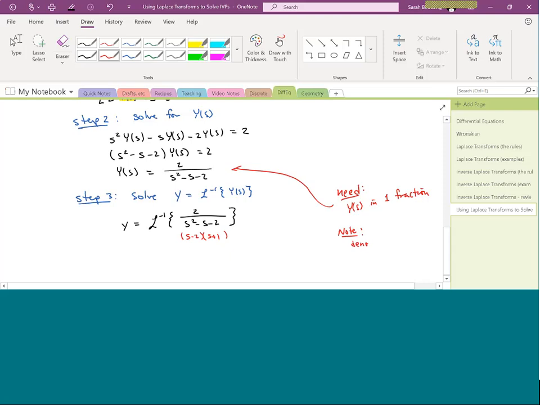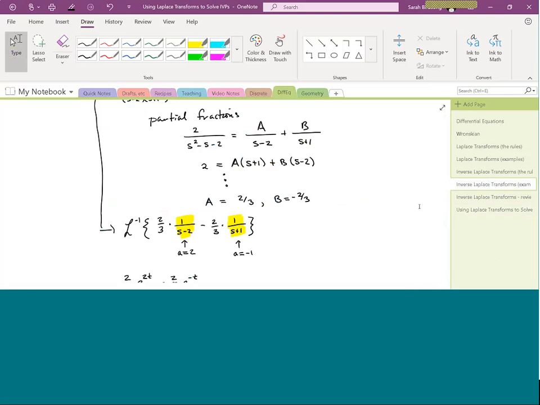So here are denominator factors, which implies we're going to use partial fractions. Now, it turns out this is actually one of the examples that we did last time. At the end of last time, let me find it, we had 2 over s squared minus s minus 2. I actually think I gave it to you in factored form.